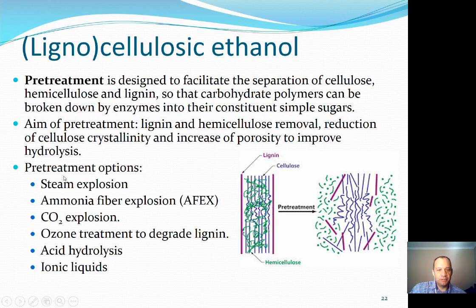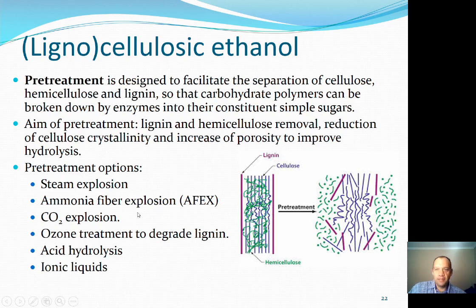We have steam explosion that I've already mentioned. We have ammonia fiber explosion. We have carbon dioxide explosion. These explosion methods are essentially where the material is put under pressure, and then that pressure is released very quickly. If you're thinking Michael Bay type of movie explosion, this is not it. But that rapid decompression opens up the fiber of the lignocellulosic material quite effectively.